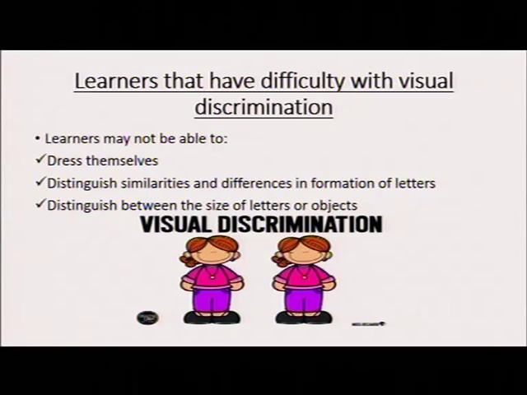Now, if learners have difficulty with visual discrimination, how do I identify these learners? Learners may not be able to dress themselves. They will not be able to distinguish between the similarities and differences in the formation of letters. And they will not be able to distinguish between the size of letters or objects. If you look at the picture here, there are some similarities, there are some differences, and the learner needs to identify where the differences are. There are many that we can get in magazines to practice this with our learners. Find the differences in pictures that almost look the same, but have a few differences. Those are the activities that I can give to my learners to practice visual discrimination.